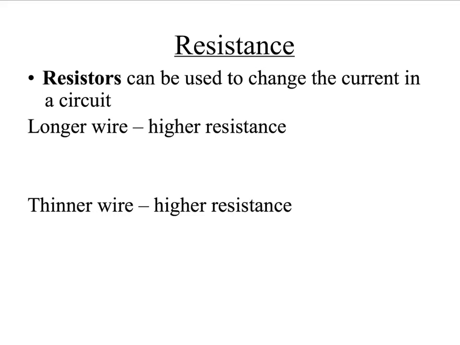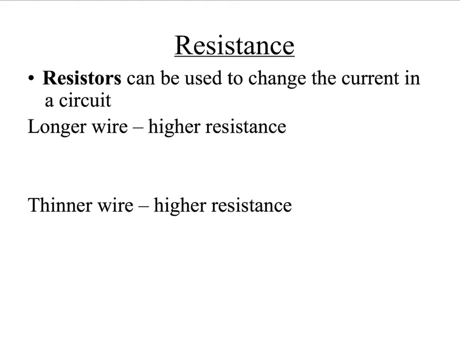Resistance is the opposition to the flow of charge around the circuit. Therefore, a resistor can be used to change the current in a circuit. Longer wires give us a higher resistance because the path the electrons have got to flow around becomes greater, and therefore there is a greater opposition to their flow.